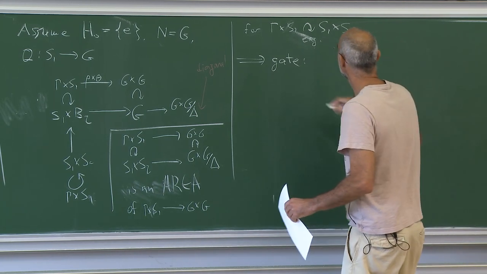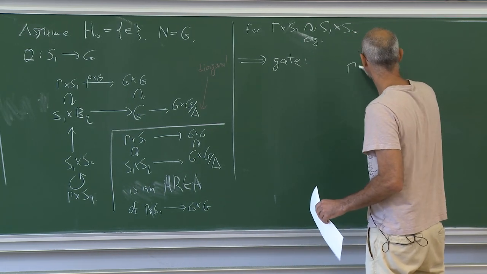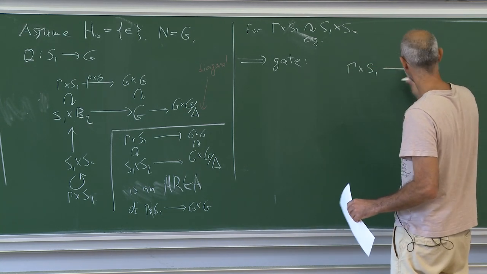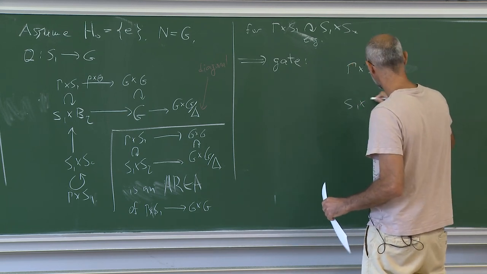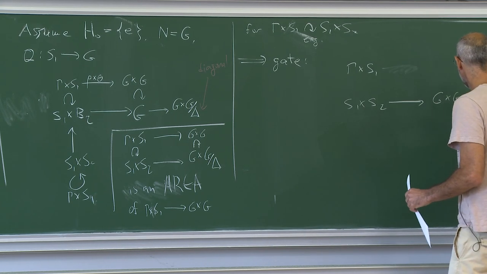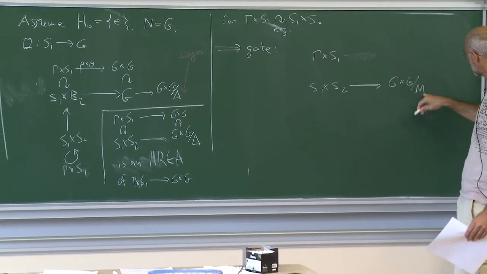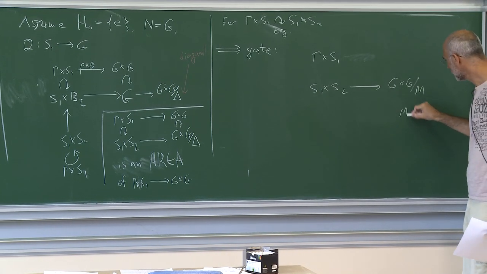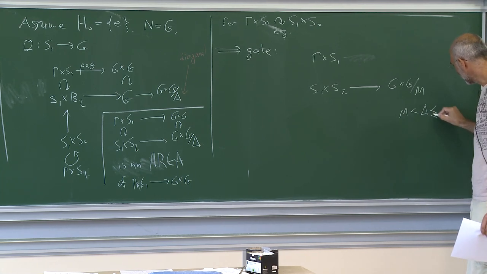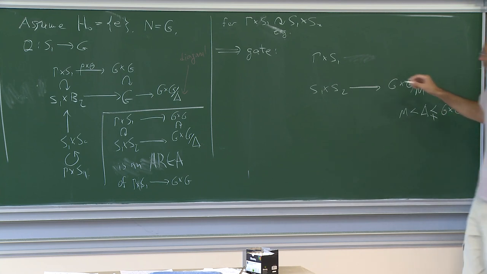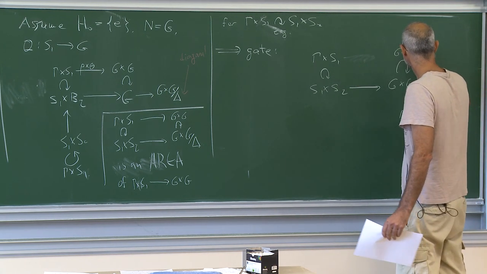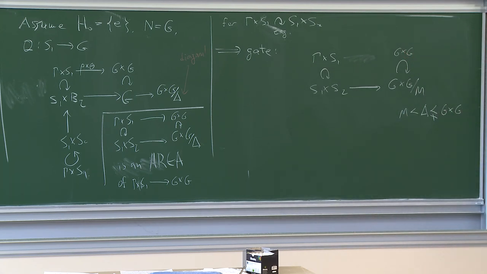So we have a gate. I replace delta now by another. Sorry. Basic object is S1 times S2 to G times G mod M, unknown group. Maybe I can call it H3 or something. But I take a different name because it lives elsewhere. This is a subgroup of the diagonal inside G times G. And here I have the action, and here I have the G times G action. Now, I want to claim that in fact M is delta. I didn't go any lower.